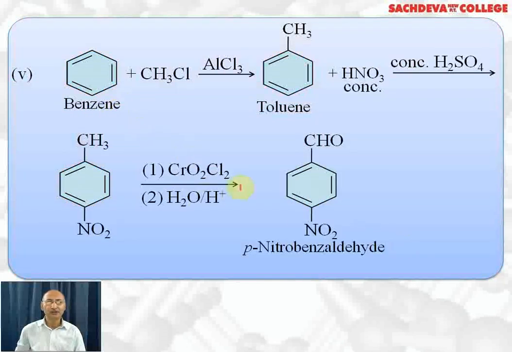Next, we want benzene to para-nitrobenzaldehyde. So we want nitro group at para position. So first we get toluene by Friedel-Crafts reaction, followed by nitration using concentrated nitric acid and concentrated sulfuric acid. We get para-nitrotoluene. Now this methyl group we want to change to aldehyde group. Use Etard reaction with the help of chromyl chloride. We can oxidize this CH3 group to aldehyde. So this is Etard reaction using chromyl chloride followed by hydrolysis gives para-nitrobenzaldehyde.